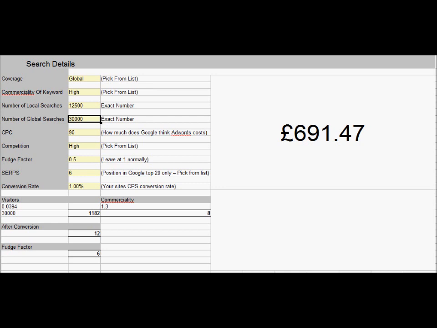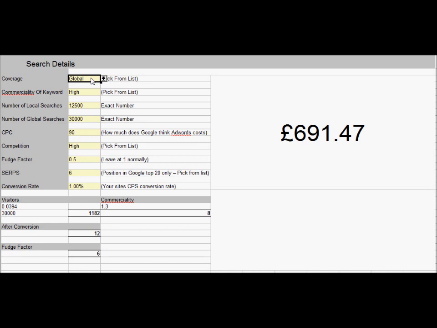Okay, so this is a spreadsheet. It works in either Excel or, in this case, OpenOffice Calc, which is free. And all you basically do is put in the information that you've taken from Google's tool into here and sort of analyse it and work out whether it's worth your time and effort to attack a particular keyword or not. So first of all, you decide whether it's a local or global bit of marketing you're going to do.